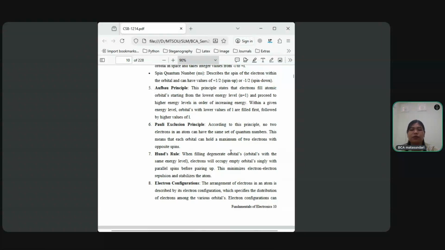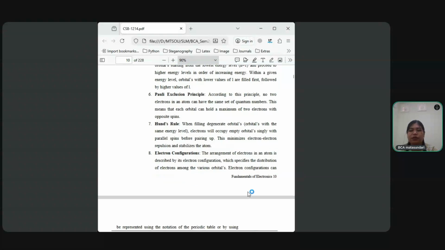Hund's rule. Hund's rule applies when filling degenerate orbitals with the same energy level. Degenerate orbitals means orbitals with the same energy level. Electrons will occupy empty orbitals singly with parallel spin before pairing up, and that is called Hund's rule. This minimizes electron repulsion and stabilizes the atom.